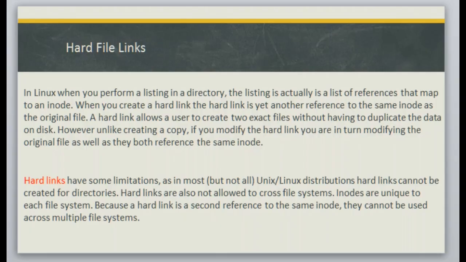So the inode is important to know because we're about to talk about hard links and soft links. So in Linux, when you perform a listing in a directory, the listing is actually a list of references that map to an inode. So when you create a hard link, a hard link is yet another reference to the same inode as the original file. A hard link allows a user to create 2 exact files without having to duplicate the data on disk. However, unlike creating a copy, if you modify the hard link, you in turn modify the original file as well as they both reference the same inode.